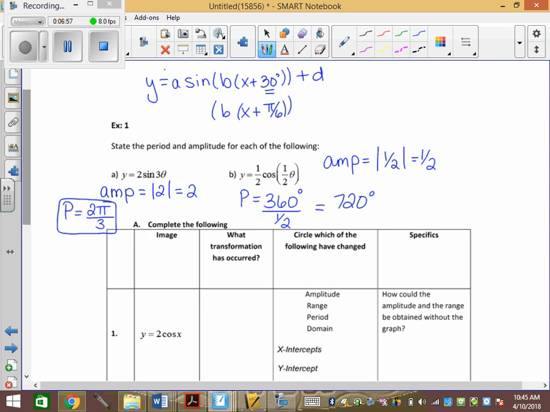It could be 4 pi as well. Yeah. And either would be okay because there's no specification. Yeah.